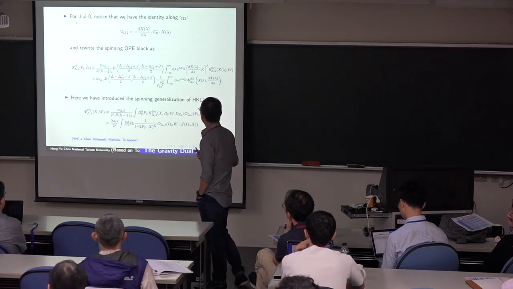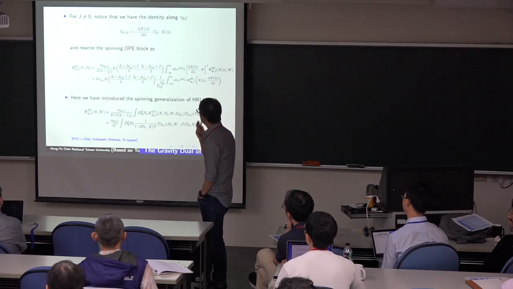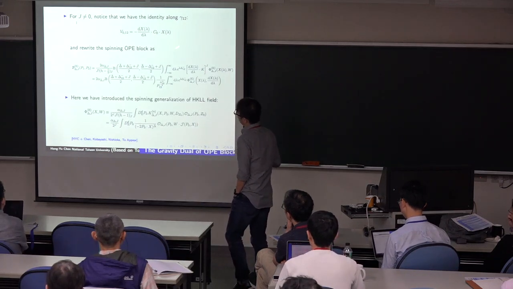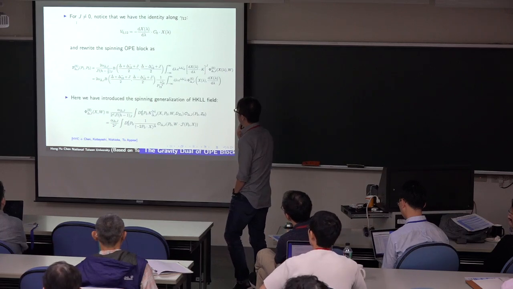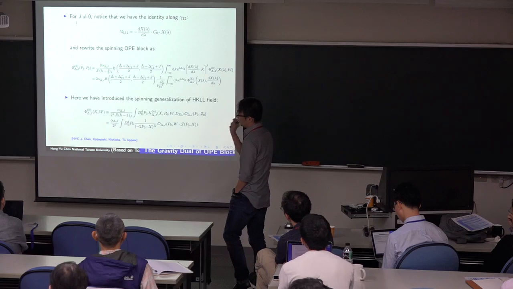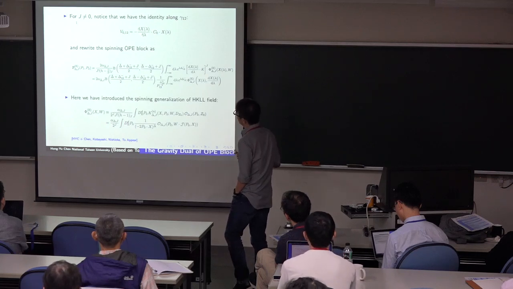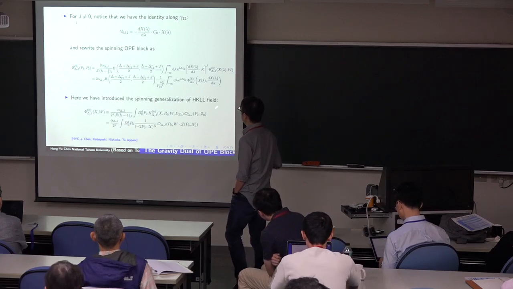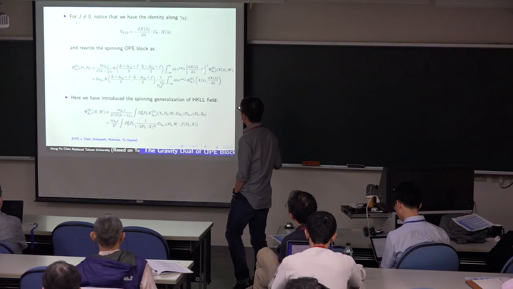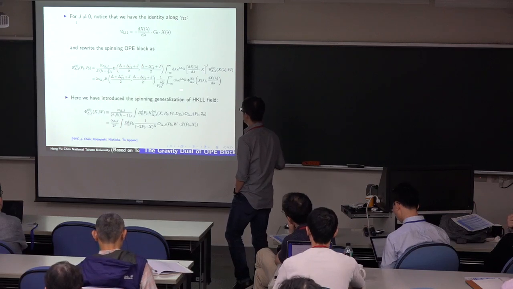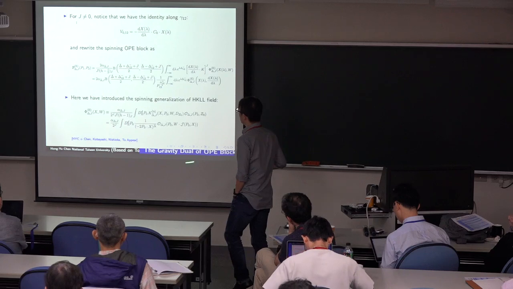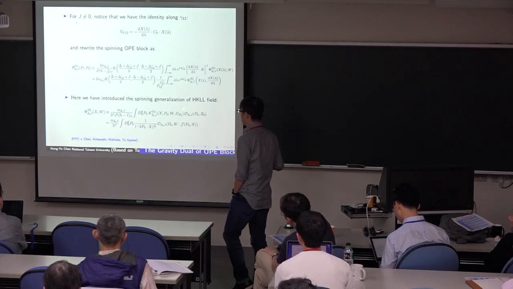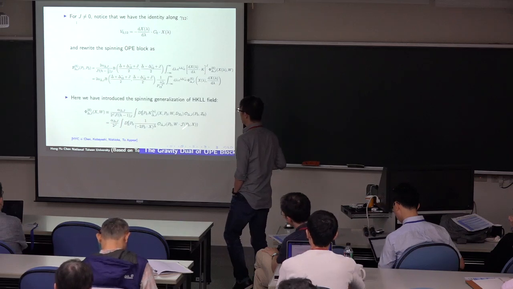Now for the general spin, this is something we did at the beginning of our forthcoming paper. We noticed that there's a nice identity to derive this tensor structure. This precisely only happens along the geodesic, as a contraction between the geodesic itself and the derivative, which is this antisymmetric tensor. This allows us to rewrite the spinning case of an OPE block into the following form. So I guess we could just focus on the very last line here. Here we have introduced the spinning generalization of this HKL field.